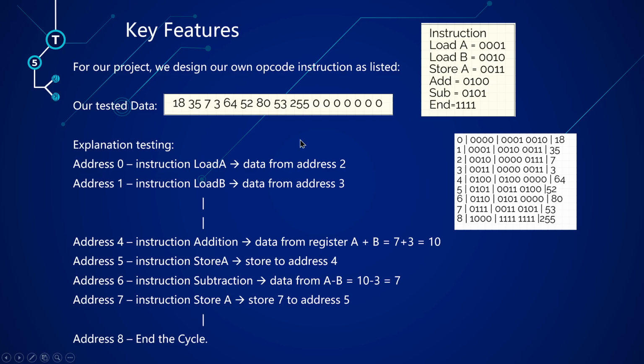At address 0, it will load A data, which gets data from address 2, whose value is 7. Instruction load B is from address 3, where the value is 3. Instruction 4 will perform the addition operation, which takes the data from registers A and B and adds them together, which is 10.